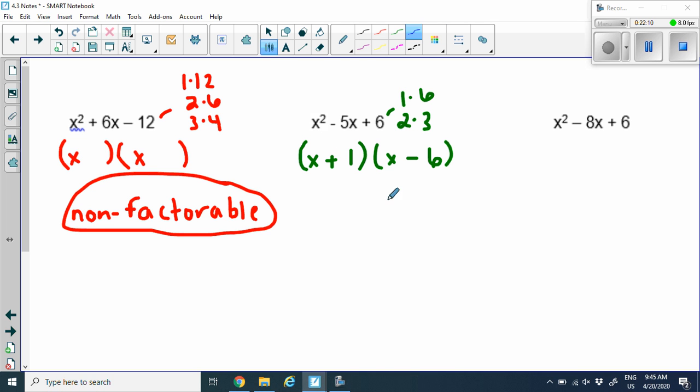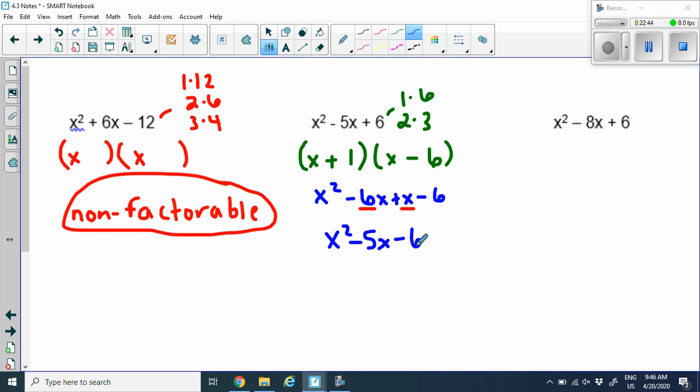Now, I'm going to go ahead and FOIL this and see if this actually gives us our x squared minus 5x plus 6. So I do x times x, that gives me x squared. Then I do x times negative 6 to give me negative 6x. 1 times x to give me a plus x. And then 1 times negative 6 to give me negative 6. So once again, I add up my two middles, because they're like terms, so I get x squared minus 5x minus 6.